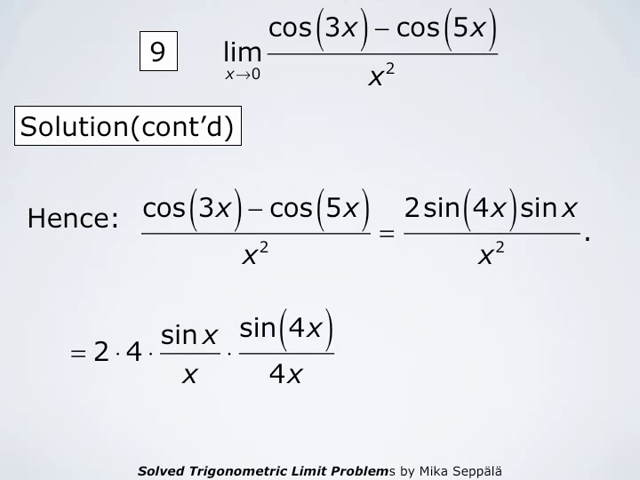And now we can use the fact that sin x / x approaches 1 as x approaches 0, then also sin 4x / 4x approaches 1, and the limit of this whole expression is 2 times 4, which is 8. So the answer is that the limit as x approaches 0 of (cos 3x − cos 5x) / x² is 8.